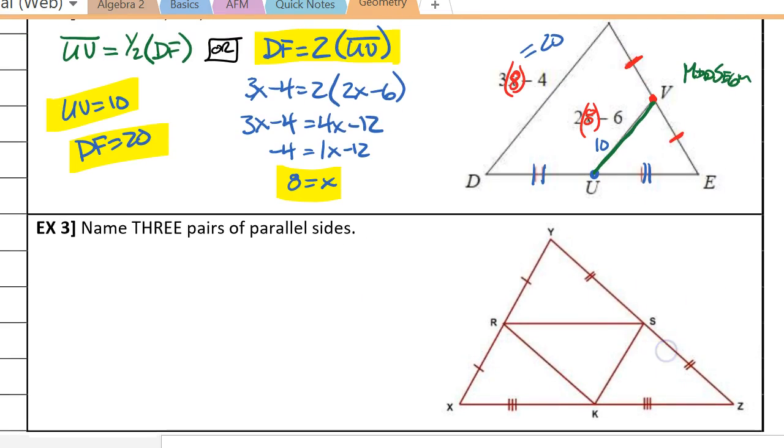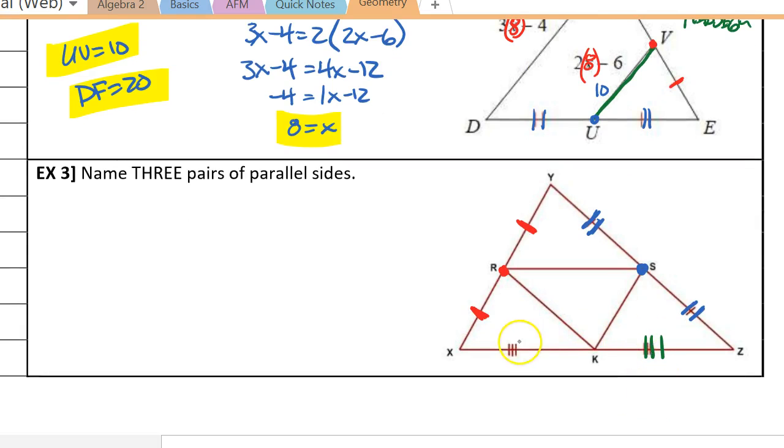Okay, example 3, name 3 parallel sides. Well, as you can see from the diagram, we have lots of congruent segments, so that means that R is the midpoint here of side XY. We see 2 tick marks, so that means that YS is congruent to SR, so S is the midpoint there. And we also see 3 tick marks down here on the bottom. That means that XK and KZ are congruent, which means that K is in fact the midpoint there. So what that means is I actually have 3 midpoints, which means I technically have 3 midsegments.